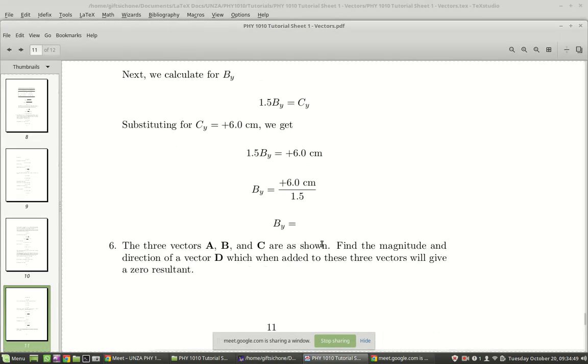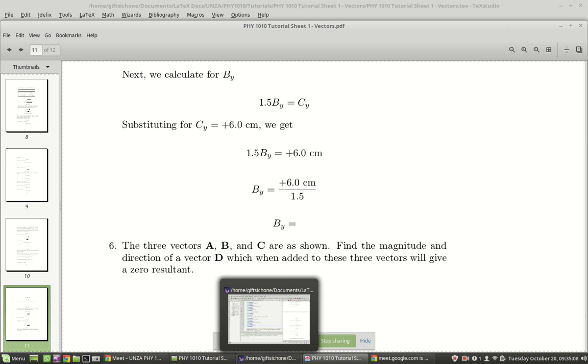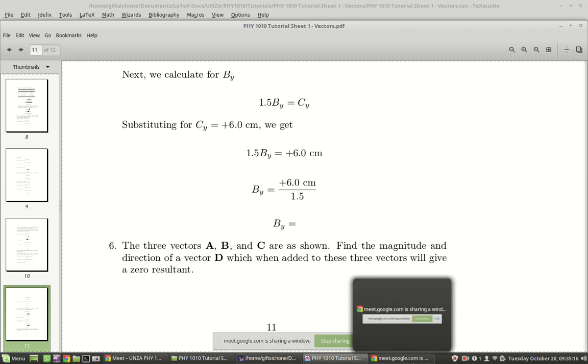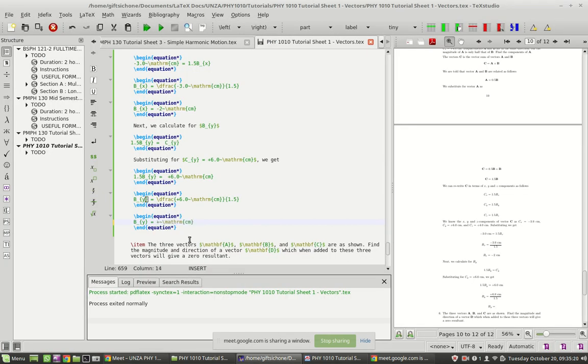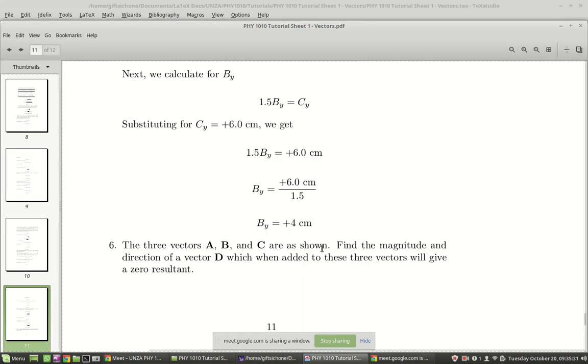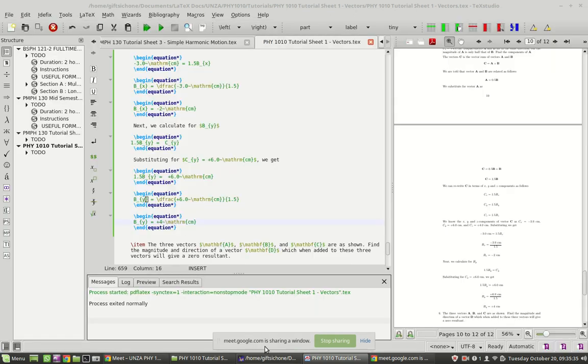So we end up having, how much do you get for BY? What do you get for BY? 4 centimeters. How many centimeters? 4 centimeters. Okay. Like that? Yes. All right. Okay, what that means?